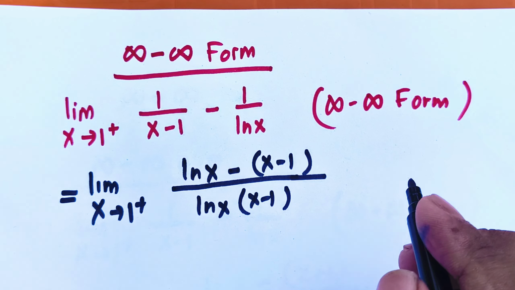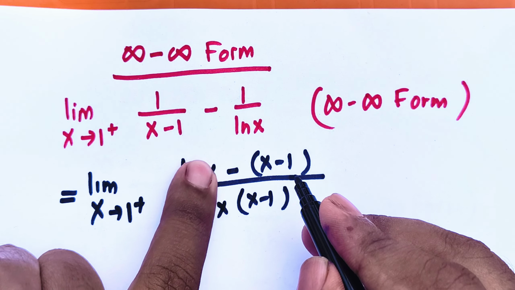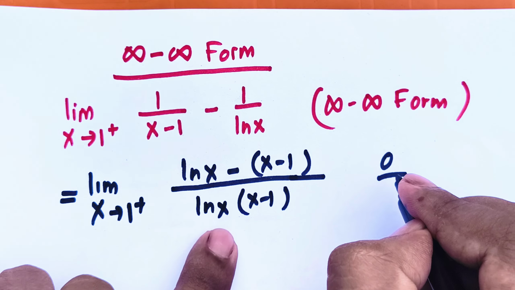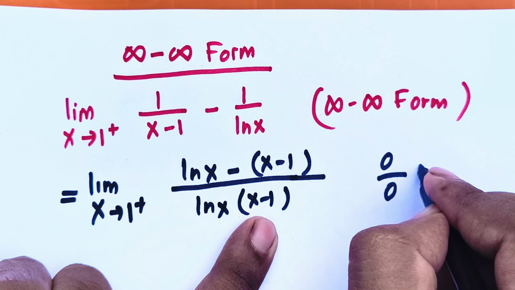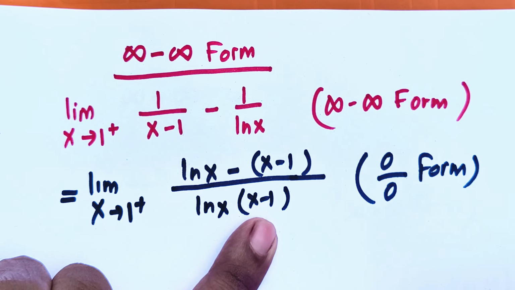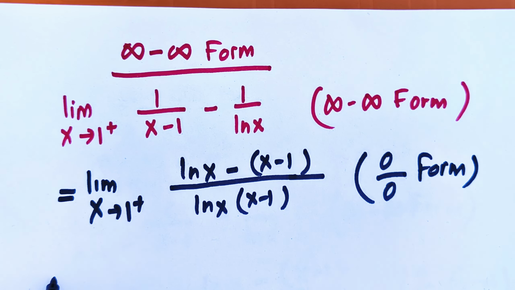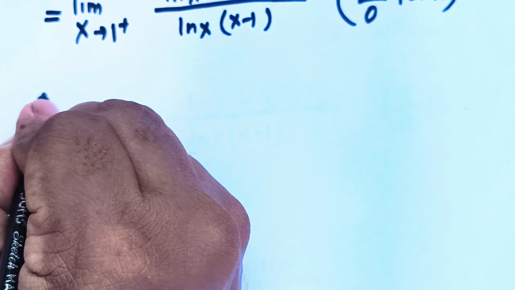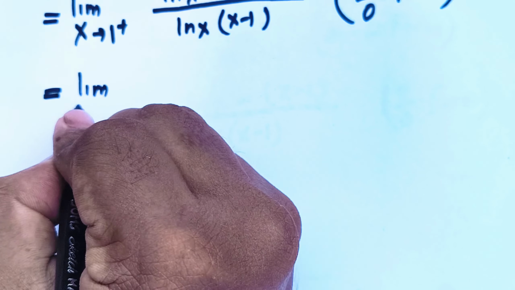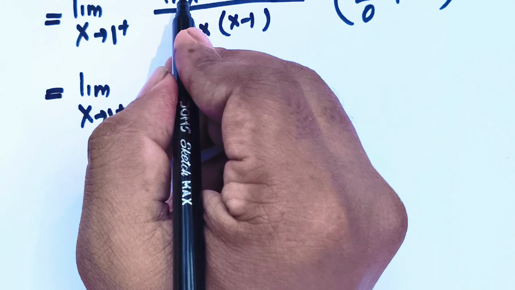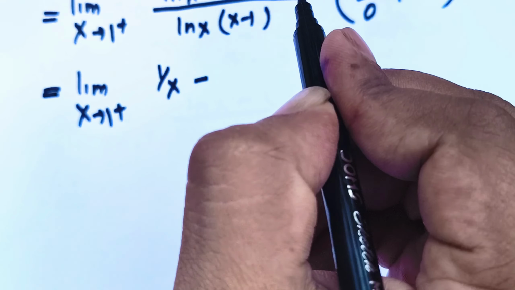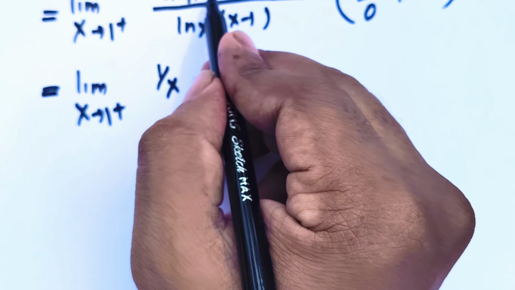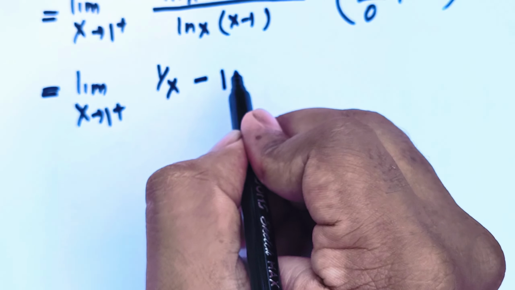Now let's substitute the value of x as 1. You have 0 on top, 1 minus 1 is 0, and in bottom we have 0 times 0, so 0 over 0 form. Now it is suitable for L'Hopital's rule. Let's apply L'Hopital's rule. Derivative of ln x is 1 over x minus derivative of x is 1, and this is minus 1 minus, which is plus 1, derivative of plus 1 is 0.